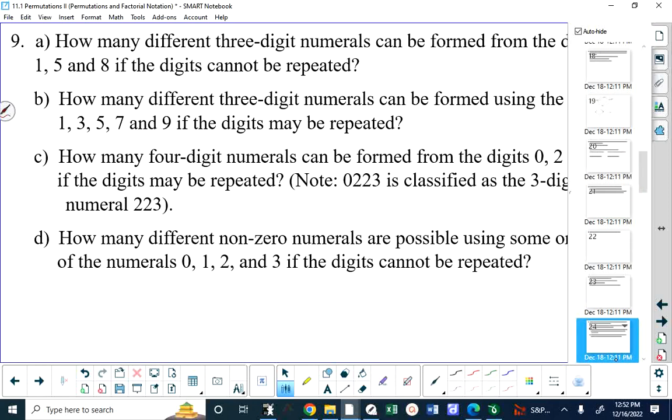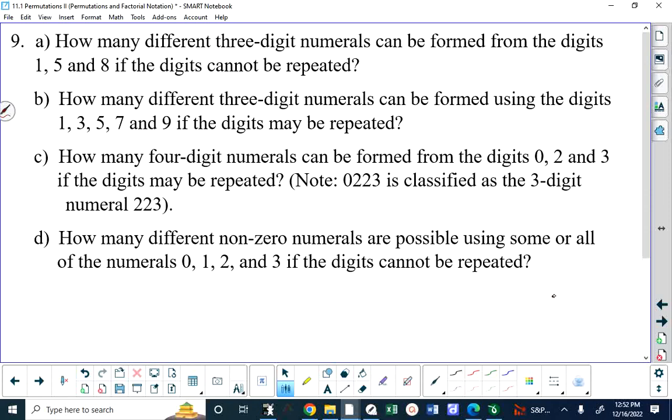These A, B, C, and D here, I think they're all disconnected from each other. They're just 4 different questions. How many different non-zero numerals are possible using some or all of the numerals 0, 1, 2, and 3 if digits cannot be repeated? Okay.